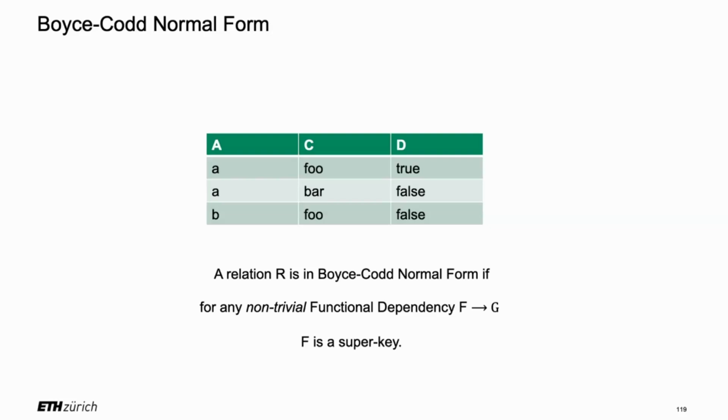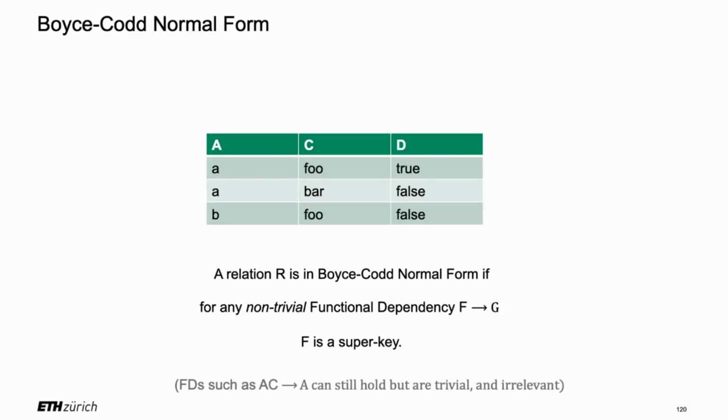We say that a relational table, or relation, or a table, is in Boyce-Codd normal form if the only non-trivial functional dependencies have a super key on the left. So we forbid non-trivial functional dependencies where the left is not a super key. For whom is that clear? Okay.